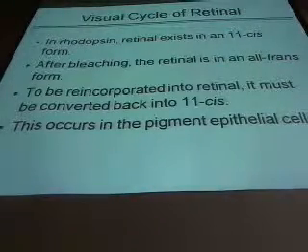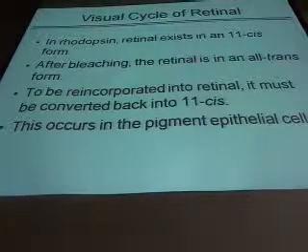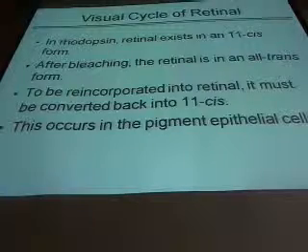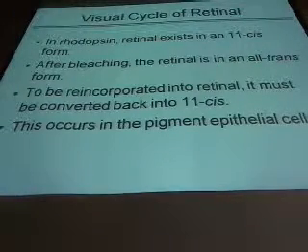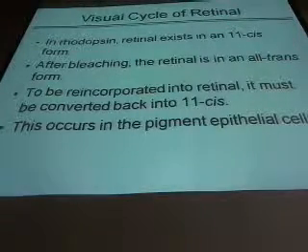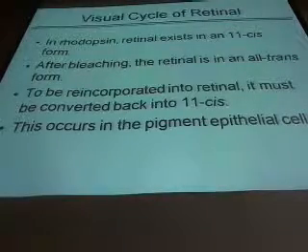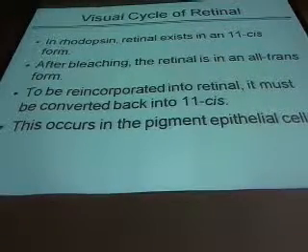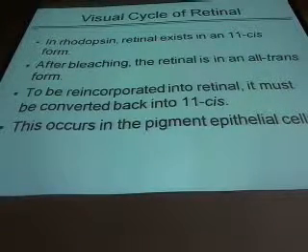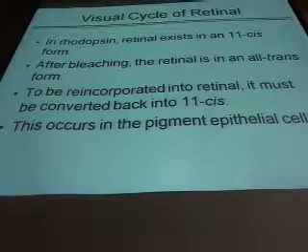Visual cycle of retinol. It exists in the 11-cis form. To activate it, it needs to move into an all-trans form. Remember when we talked about the molecules? Cis, they're on the same side. Trans, they're on the opposite side. These are hydrogen molecules in this case. It must be incorporated back into the cis form to be able to be used again. This again happens in the pigmented epithelial cells.